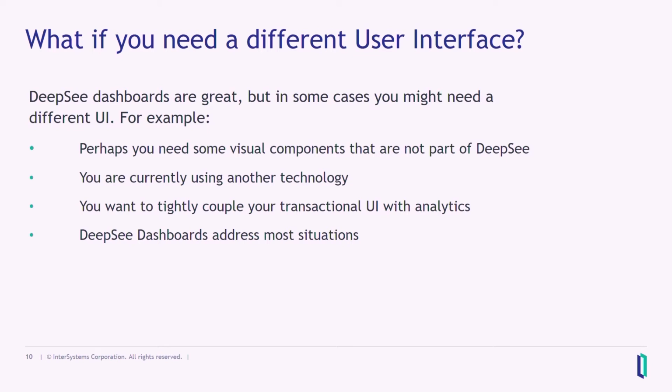What do I mean by that? What I mean by that is that perhaps you don't want to come up with a dashboard or a pivot table within your application. What you want to do is query the DeepSee model, grab a certain number of metrics, and then represent those metrics within your transactional system. But remember, the DeepSee dashboards address most of the requirements that most people will find.